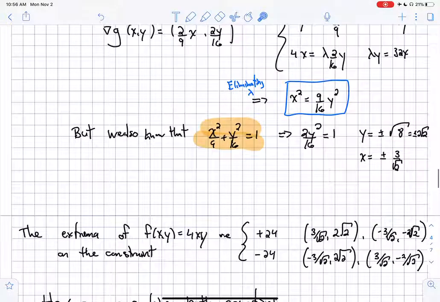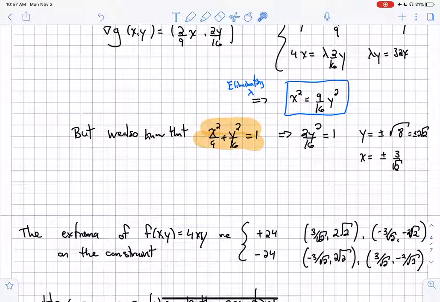Okay? And then if you plug in, what's the maximum and the minimum of the function? If you look at 4xy, so you multiply these, the maximum will be positive, so it's when the two are plus or the two are minus, and I get plus 24. That's at the 2 points. Again, when the two coordinates are positive or they are both negative. And the minimum is at minus 24 where they have different signs.